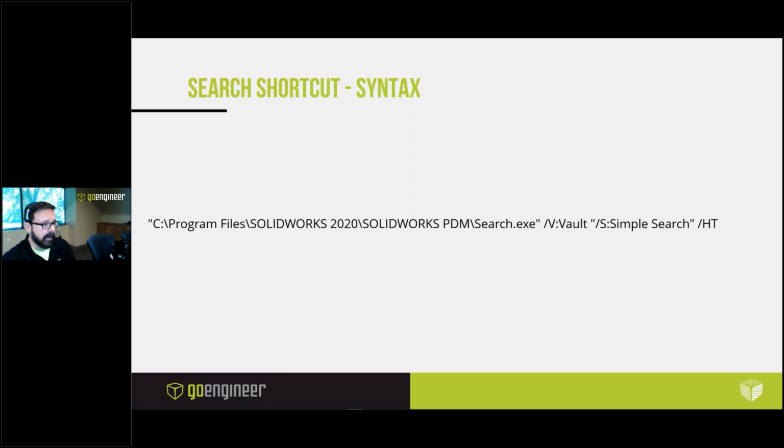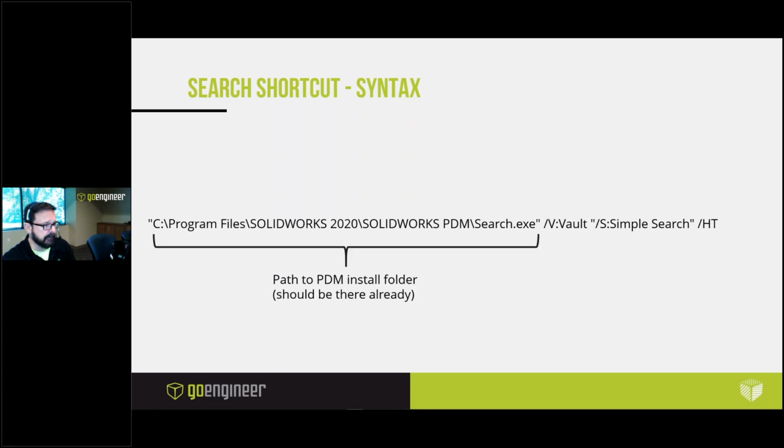Now, I've got it in quotes. You'll notice quotes in there, and that's because there's a space in the search name. So anytime you have spaces in things, you've got to have quotes around it. Now, you'll notice with the /v for vault, no spaces, so I didn't need the quotes, okay? And then at the very end, the /ht for just hiding the tree, okay?